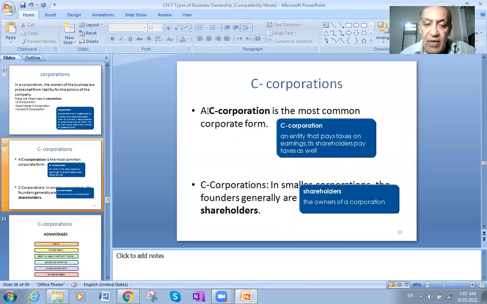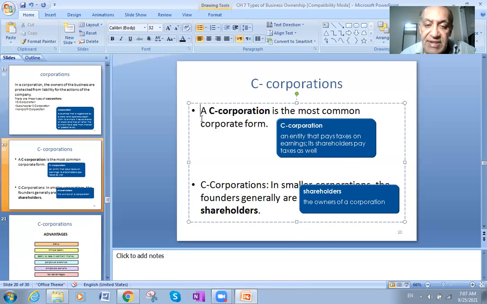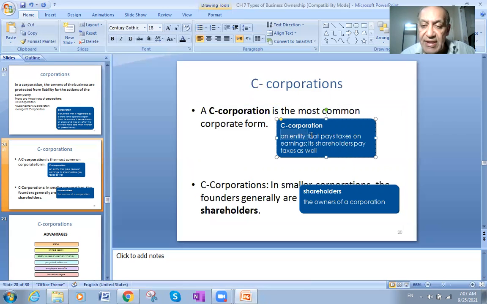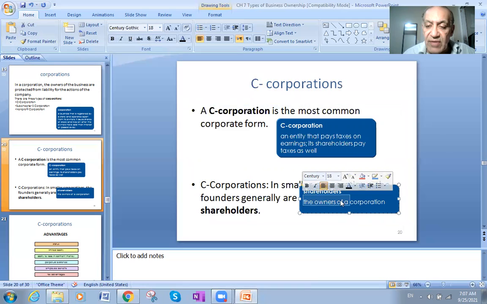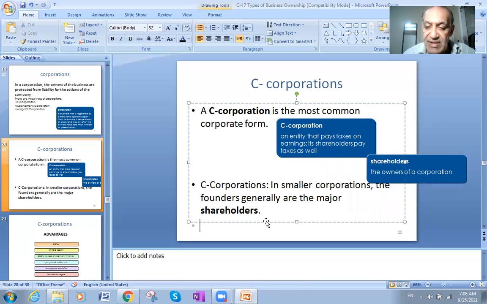Okay. The C corporation is the most common corporate form. A C corporation is an entity that pays taxes on earnings. Its shareholders pay taxes as well. Okay. We said this, that the owner of the business is separated from the business itself.